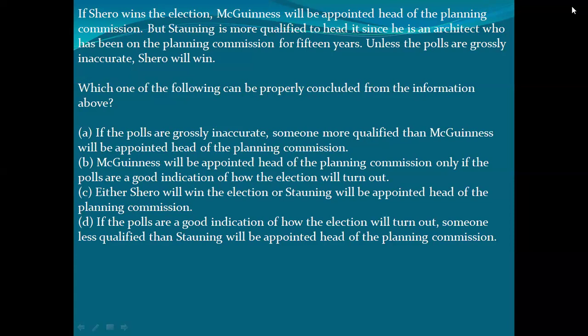Someone less qualified than Stoning will be appointed head of the Planning Commission. The hint is at McGuinness because we are told that Stoning is more qualified than McGuinness. So someone less qualified than Stoning can only mean McGuinness. Okay, sir. All right.